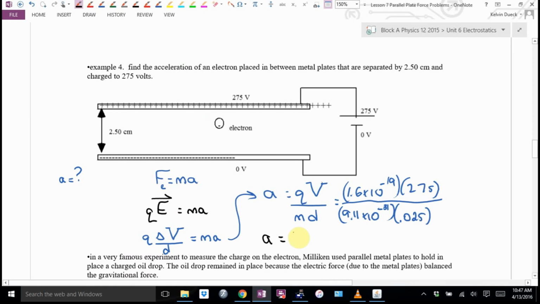1.93 times 10 to the 15th. The bigger the distance, the smaller the acceleration. See, the universe takes care of its own. We're good. As distance goes up, acceleration goes down. Okay. Wait a minute, Mr. Dewick. What if you bumped the voltage up? Then what would happen?